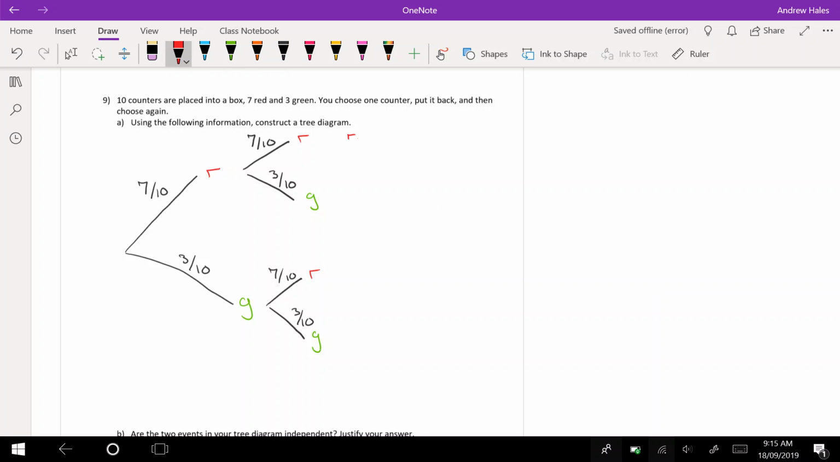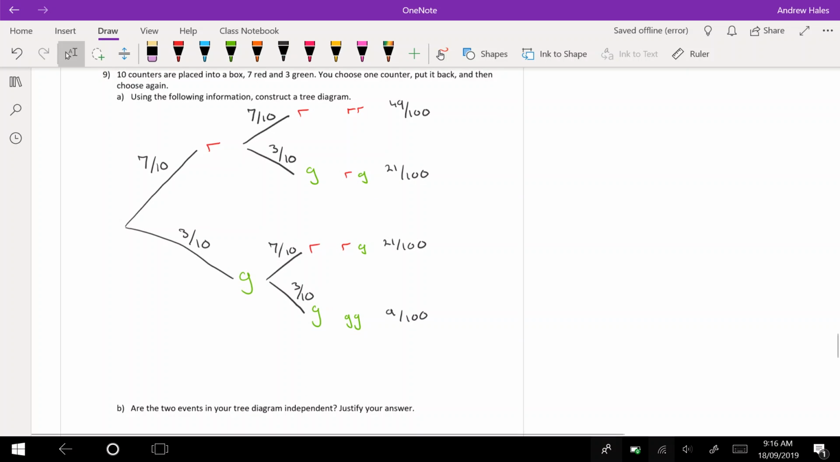So we've got red, red, red, green, and green, green. So that's going to be 49 out of 100. That's going to be 21 out of 100, 21 out of 100, and 9 out of 100. So that was fairly straightforward. The important part for that question was to figure out that it was with replacement, so those are going to be the same probability.